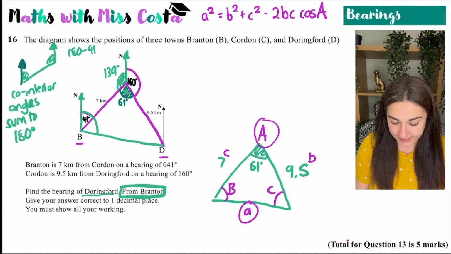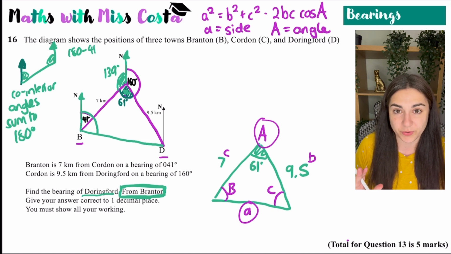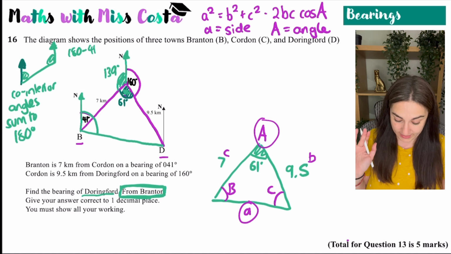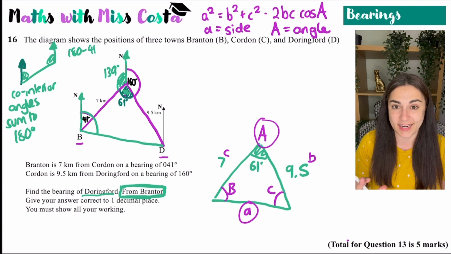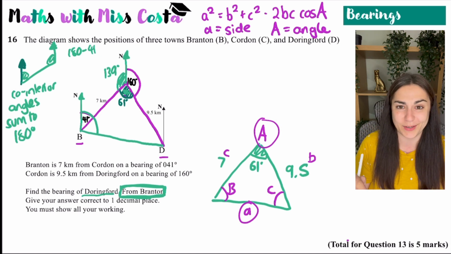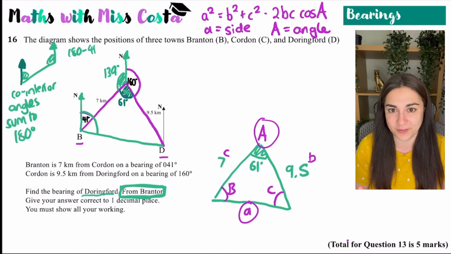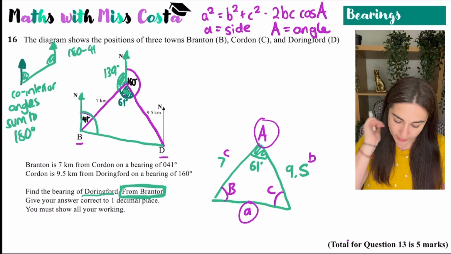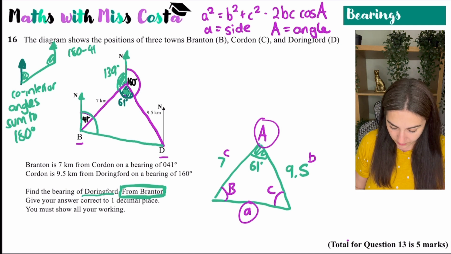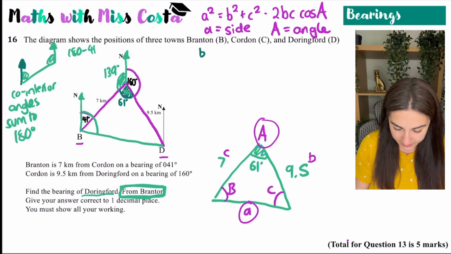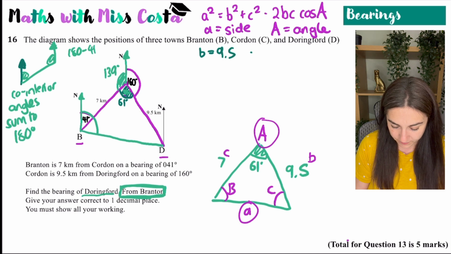And all this means is a little letter represents a side, and a big letter represents an angle. And you can label your triangle however you want. If they've labelled the triangle A, B, and C, but you want a different angle to be A, that's absolutely fine. Cross out what they've written and relabel it the way you want to. So I know that b is 9.5, c is 7, and big A is 61.